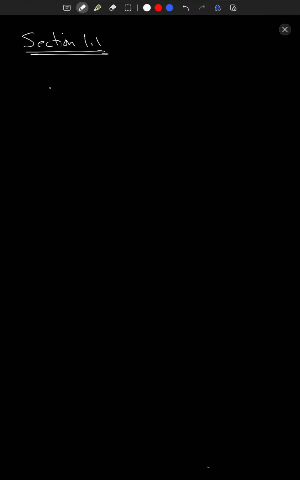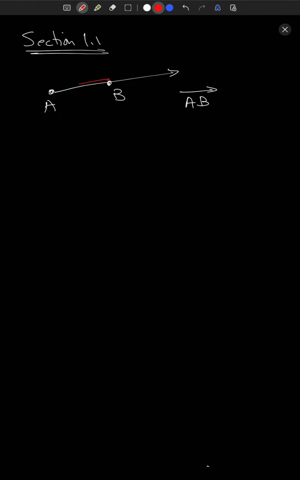So basic notation first. If we have a point A, we have a point B, we can talk about a ray from A to B. So the notation would be something like this. So this is a ray from A to B. If we do it backwards, from B to A, that would be BA like that. So the order matters.